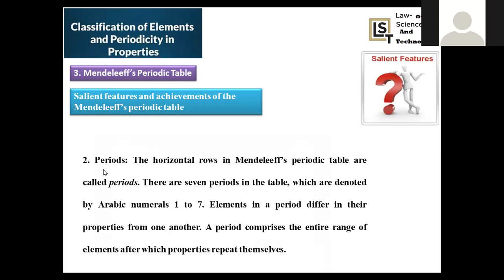And the next term is about periods. What are periods in this Mendeleeff's periodic table? Horizontal rows in the Mendeleeff periodic table are called periods.